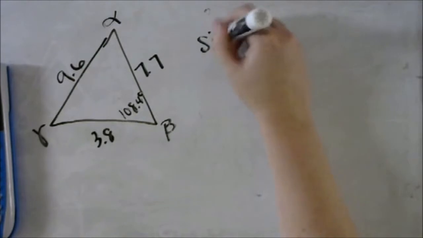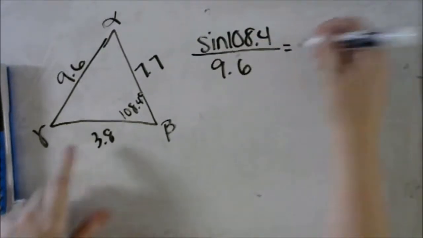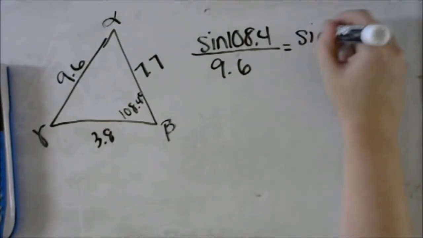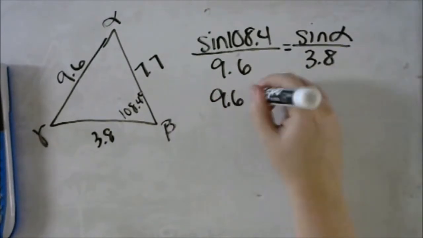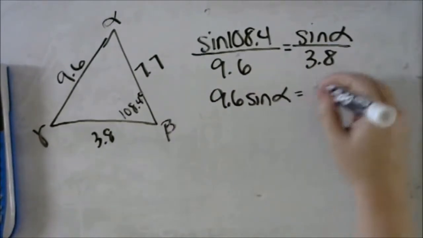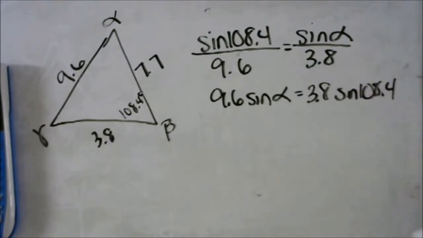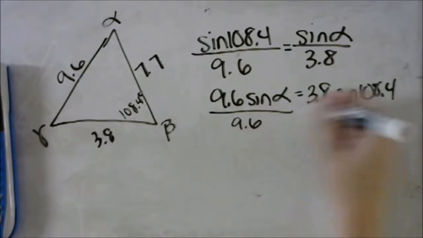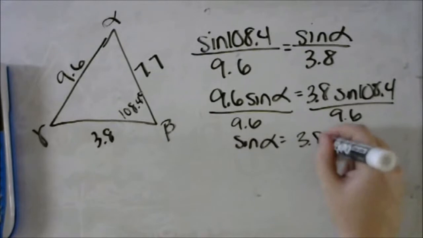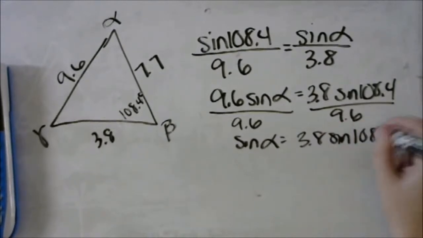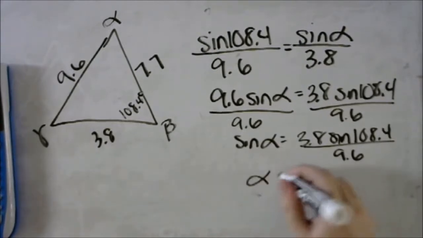We're going to say that sine of 108.4 over 9.6 is equal to, let's start with alpha, sine alpha over 3.8. Cross multiply: 9.6 sine alpha is equal to 3.8 sine of 108.4. Divide both sides by 9.6. Sine alpha is equal to 3.8 sine 108.4 over 9.6. I'm going to apply my inverse at this step.